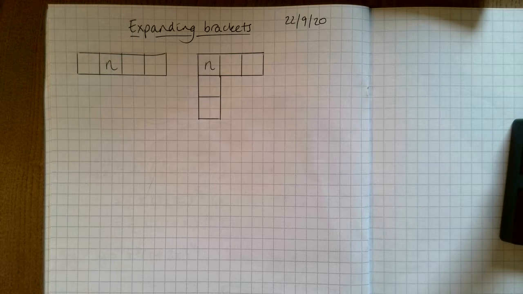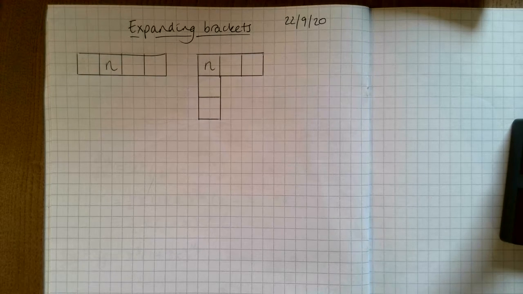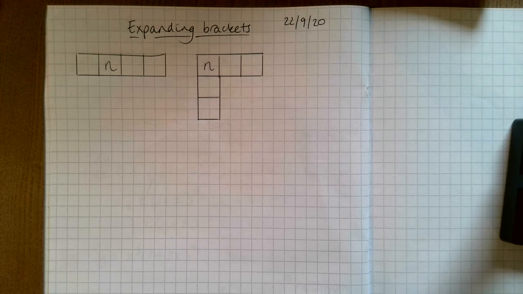So I want you to write the title and the date neatly at the top of a new page. The title is Expanding Brackets and the date is the 22nd of the 9th, 2020.